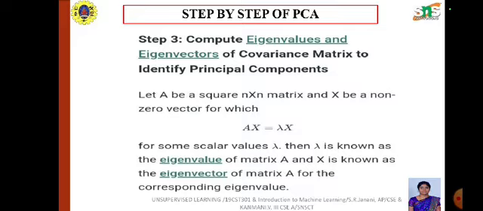Coming on to step 3, compute the eigenvalues and eigenvectors of the covariance matrix to identify the principal components. Let A be a square n by n matrix and x be a non-zero vector for which Ax = lambda x for some scalar value lambda. Then lambda is known as the eigenvalue of matrix A and x is known as the eigenvector of matrix A for the corresponding eigenvalue.